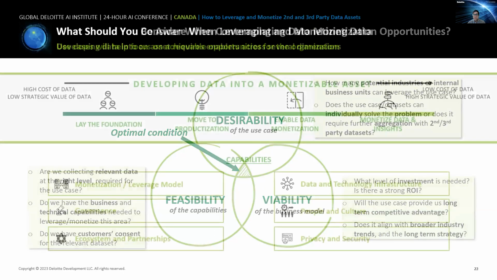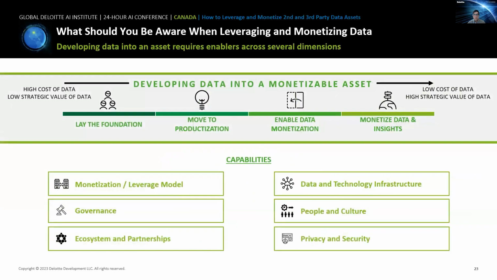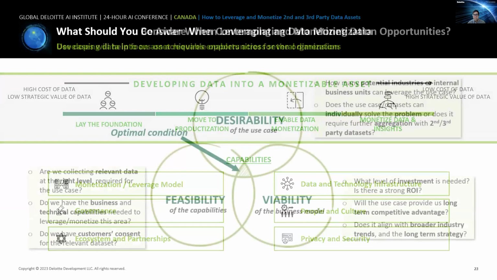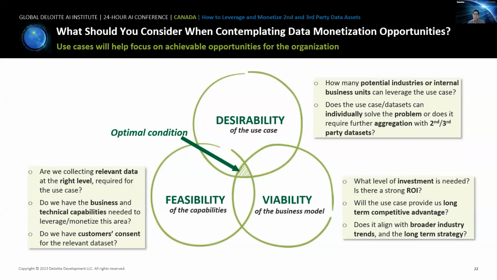I want to focus on one specific element here, specifically around the feasibility, if we go back to the previous slide, specifically around the customer consent for the relevant data set. As Patrice talked about earlier, and as Gurpreet talked about, there are a lot of data privacy laws coming into effect. There are places where customers have to have more consent, more choice around what data they want to share, or what data they want organizations to share on their behalf. And that has to come into effect when an organization is thinking about their data monetization opportunity. Do they have the right, first of all, to collect that data for specific reasons?